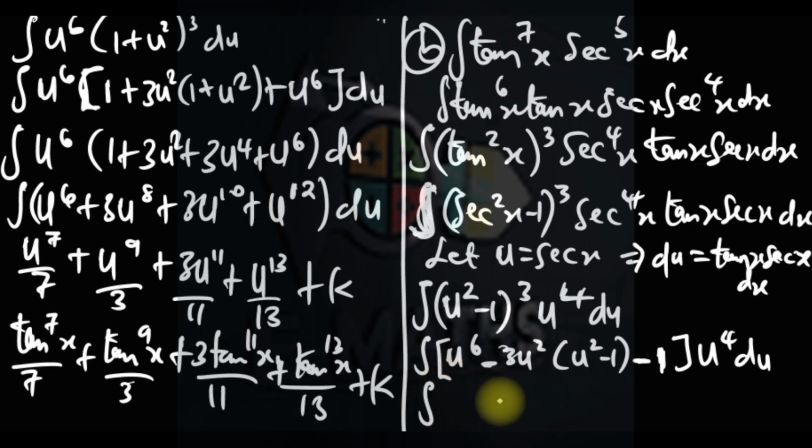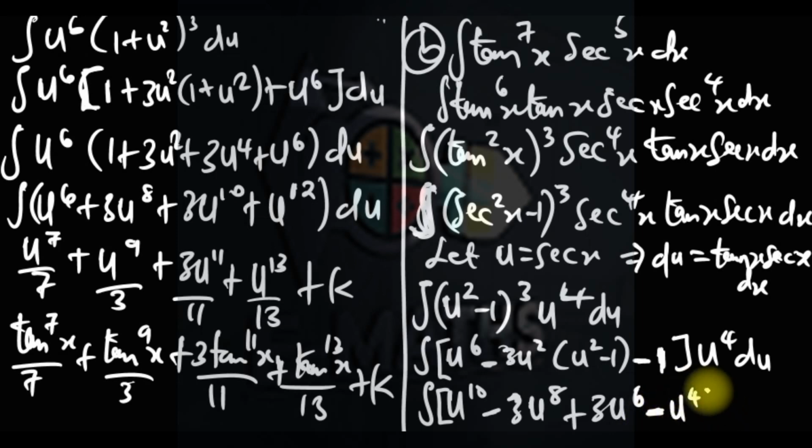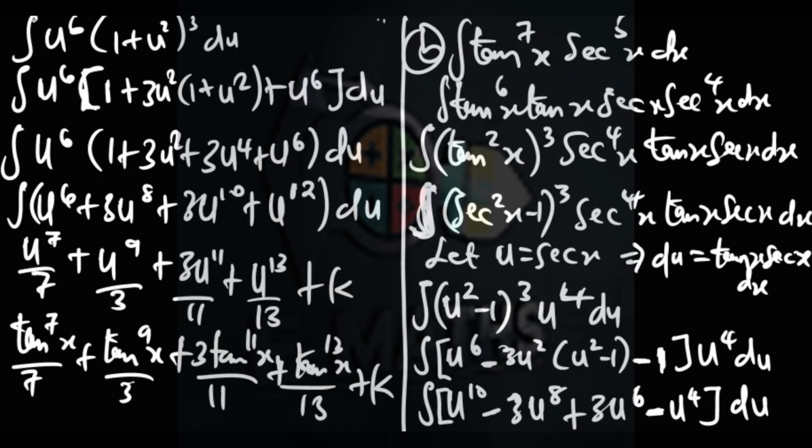So we have the integral of, okay, I'm opening up directly, I have u raised to power 10 minus 3u raised to power 8 plus 3u raised to power 6 minus u raised to power 4 du. I just opened up. Okay, I think that's what we have here.